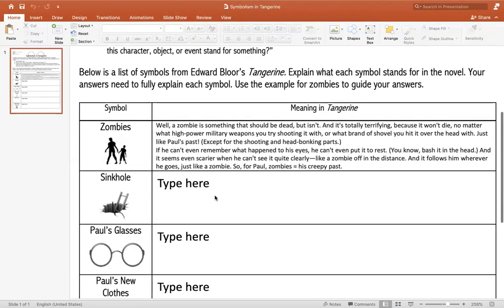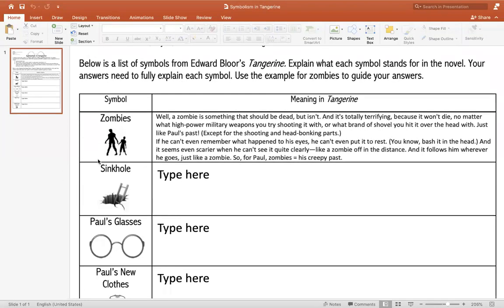So again, I said there's not a right or wrong answer. So the big thing that happens in the book is the sinkhole. It's a symbol, like maybe something's wrong with the school and that's a symbol for the school, or maybe something's going on in Paul's life and you think that's a symbol for that.